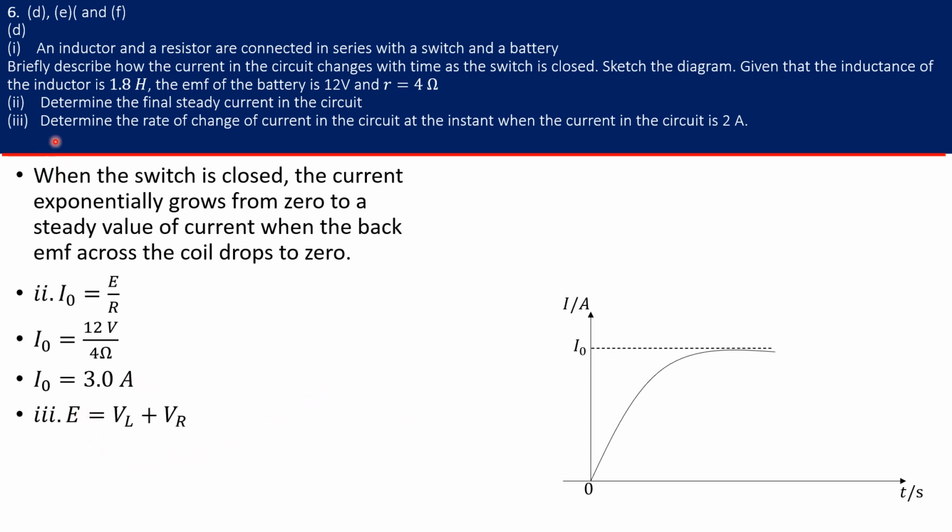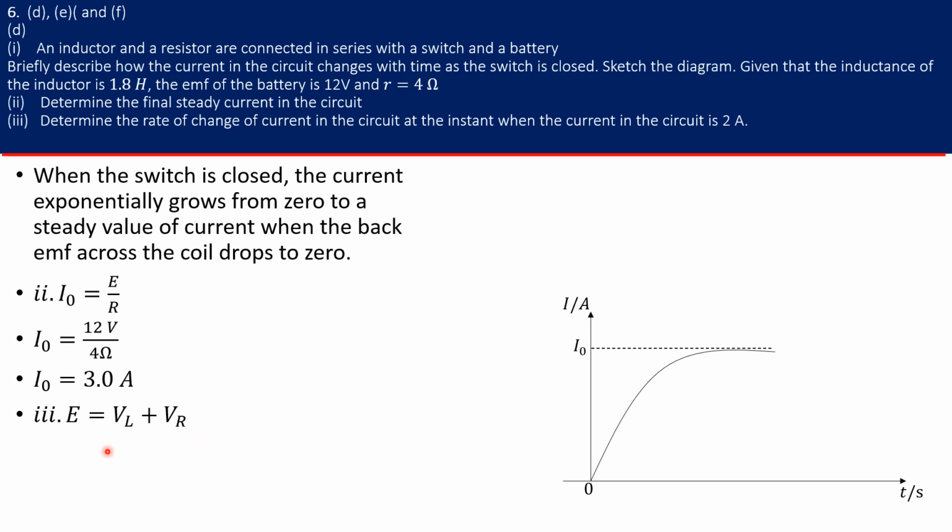Statement 3 says determine the rate of change of current in the circuit at the instant when the current is 2 amperes. When the current is 2 amperes, remember that it's not yet reached its maximum value. So it's somewhere around here, where the current is speedily changing with time. Let's calculate the rate at which the current is changing with time at this instant.